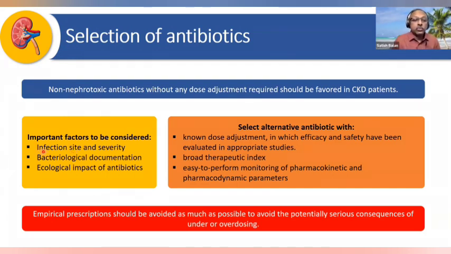You have to look at the infection site, the severity of infection, what bacteria are there, and the ecological impact of antibiotics. So are you going to produce more resistance, less resistance, whatever. Then you can select an alternative antibiotic with a correct dose adjustment based on the renal function, which has a broad therapeutic index. And if you can perform PK/PD parameter monitoring, that should be very good. And as far as possible, avoid empirical prescriptions with standard dosing.